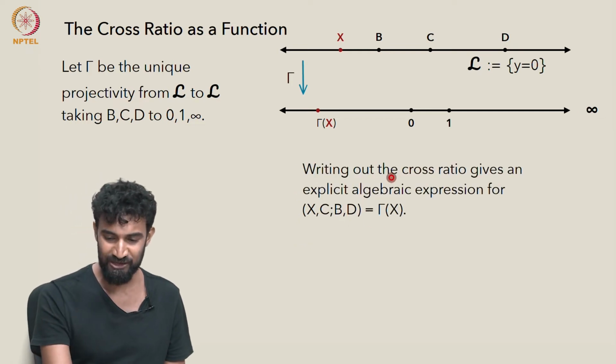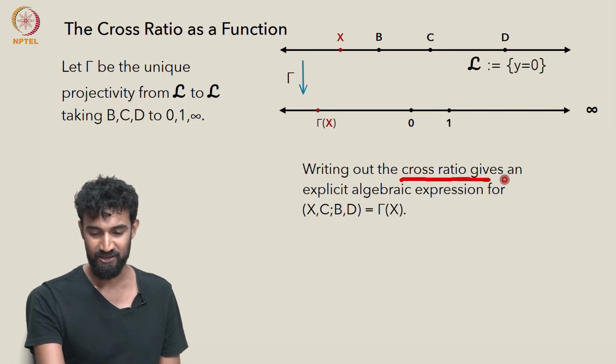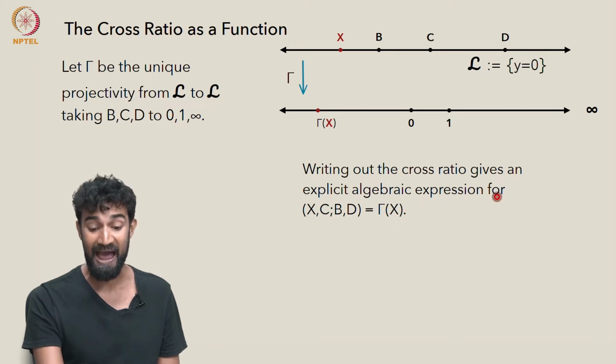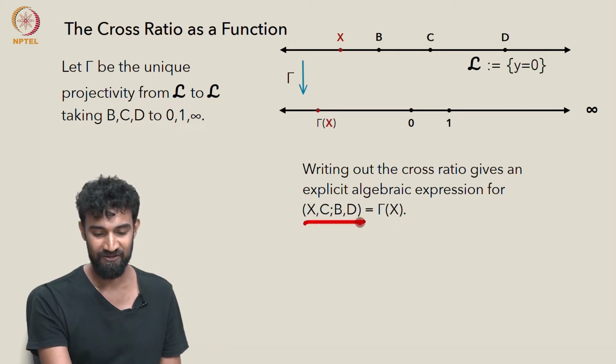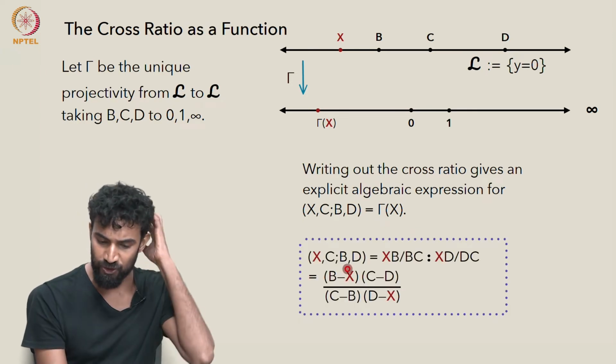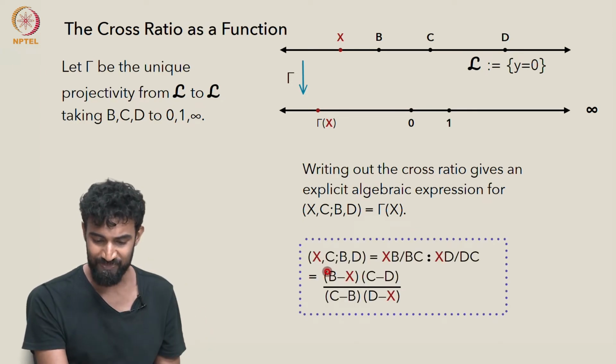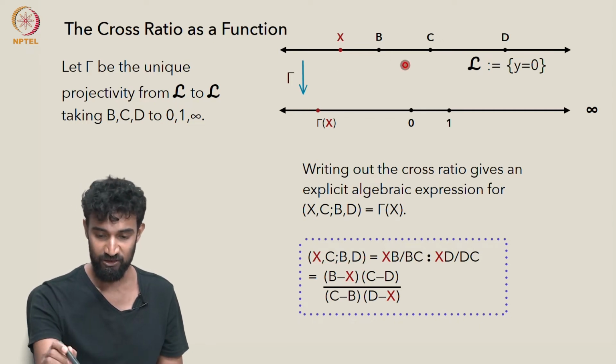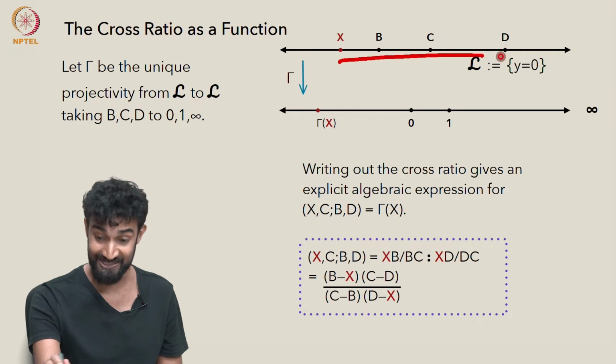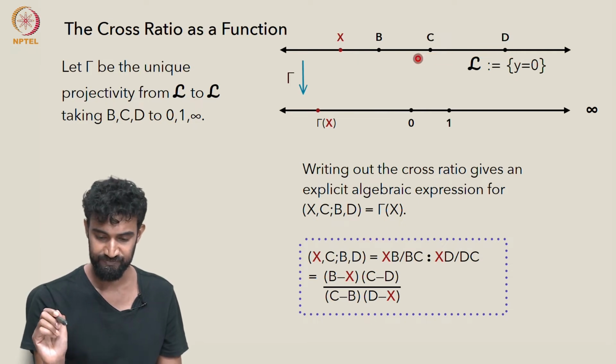And let's write it out a bit more explicitly. So we can write out this cross ratio with an explicit algebraic expression. By definition, xcbd is just xb over bc divided by xd over dc.